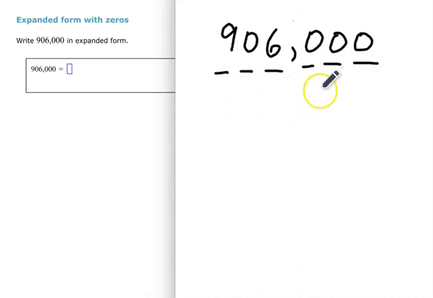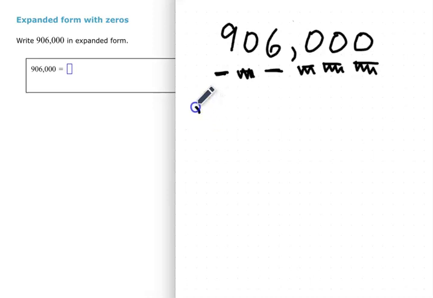Okay, notice that I don't have anything in the 1 spot. It's a 0. I don't have anything in the 10s. I don't have anything in the 100s. I don't have anything in the 10,000 spot. I only have a number in the 100,000 spot and the 1,000 spot.